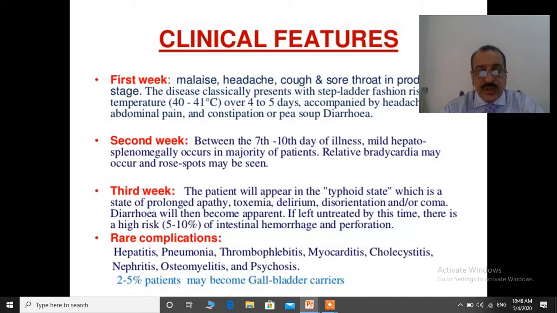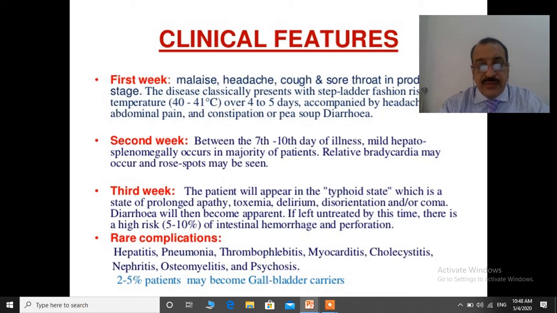In the third week, if the patient is not managed properly, the patient can develop complications of the illness. He will become apathetic, will appear more toxic. He may become delirious, disoriented, and he may develop diarrhea or bleeding per rectum, and very rarely the patient can develop perforation of the intestine leading to peritonitis.